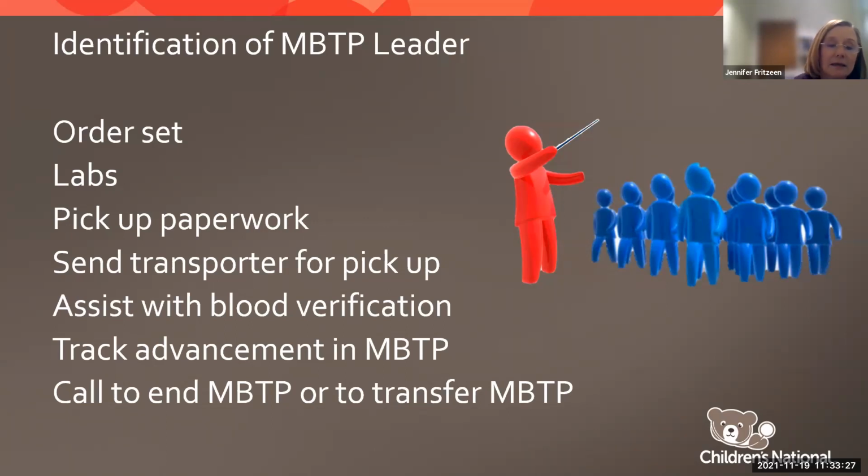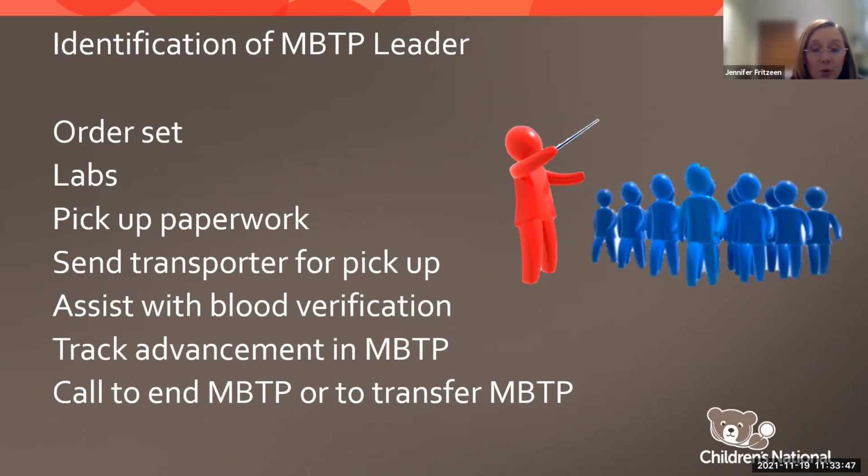And then finally, that leader is in charge of calling the blood bank to tell them that massive blood transfusion is done, or that the patient is being transferred to a different unit. For instance, if you're in the code room in the emergency department, it's not uncommon for us to start massive blood transfusion down in the code room, but then send the patient to the OR or the PICU.